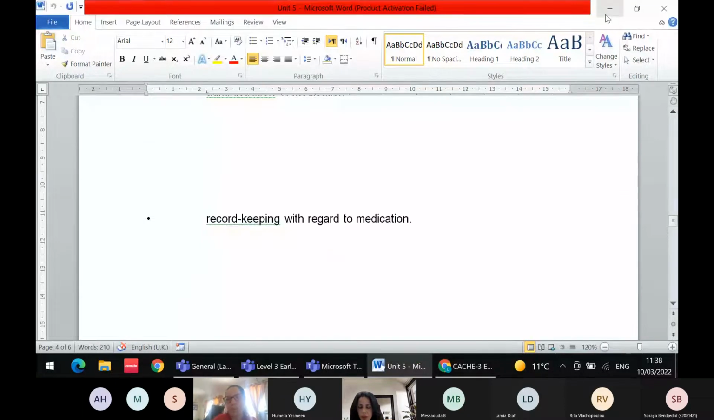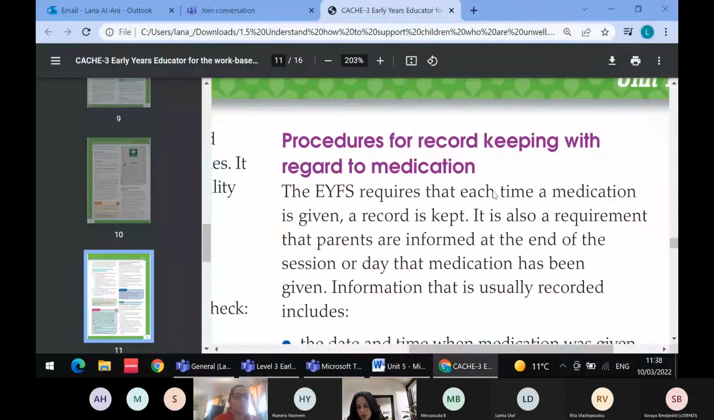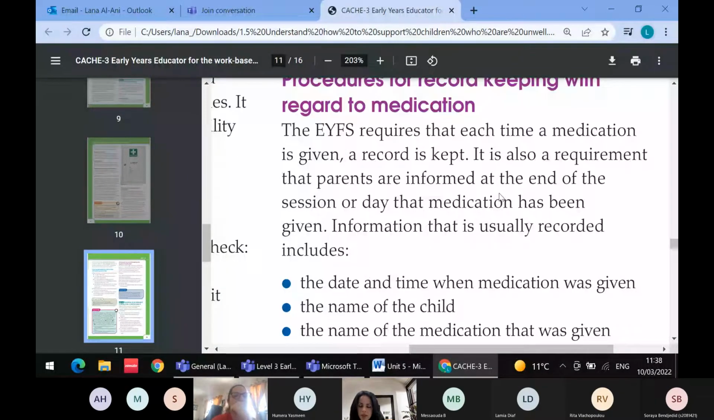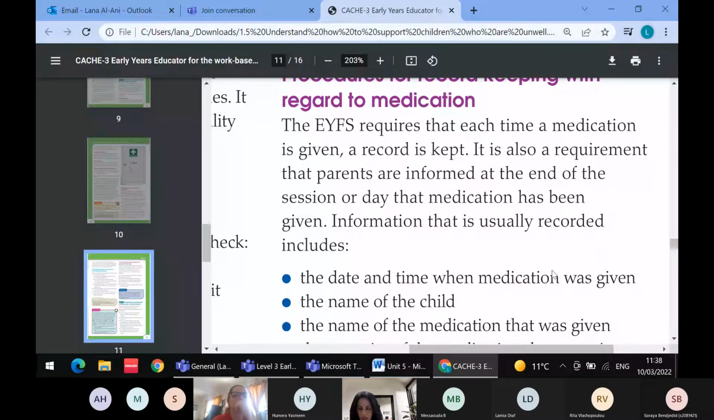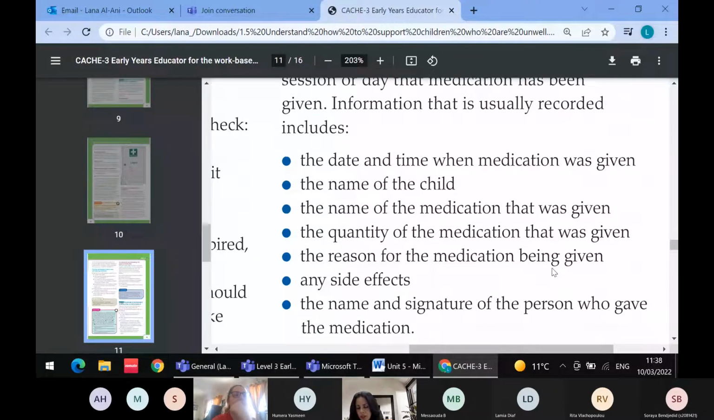How about keeping a record with regard to the medication? There is a procedure to keep a record of this medication. EYFS settings always have certain procedures to follow. They require that the parents are informed at the end of the session or the day about whether the child has got the medication, or did he or she not take it that day. So you need to inform the parents. Very good.